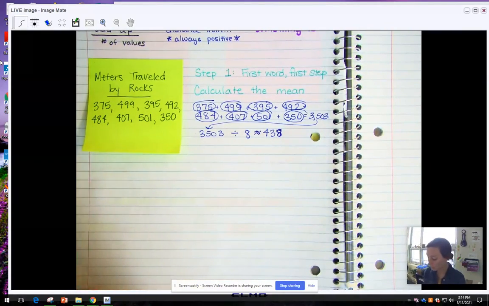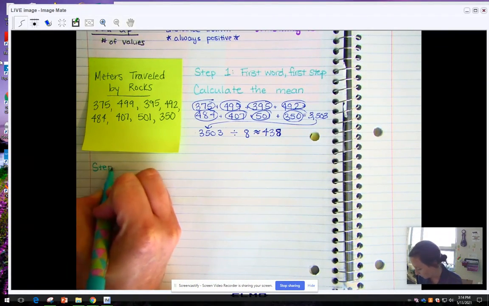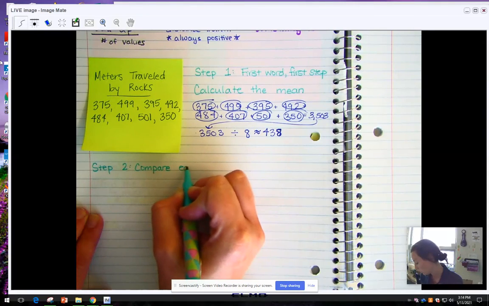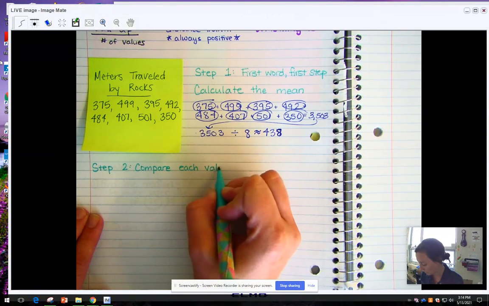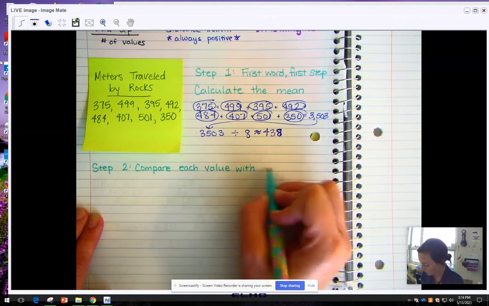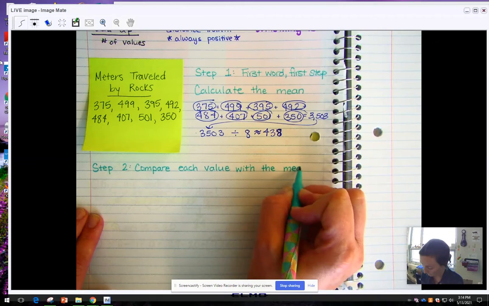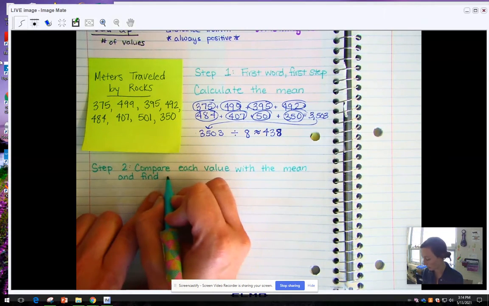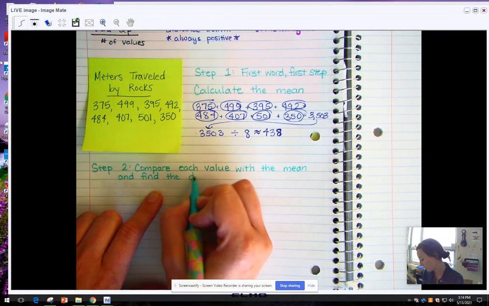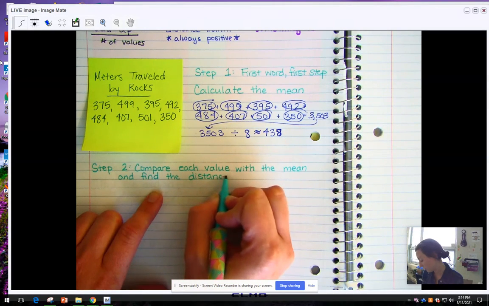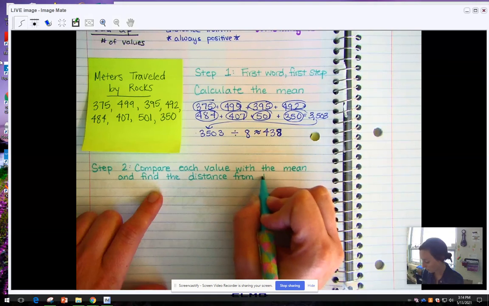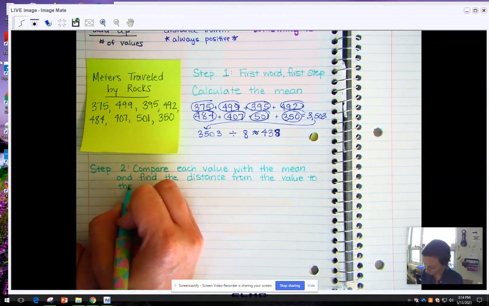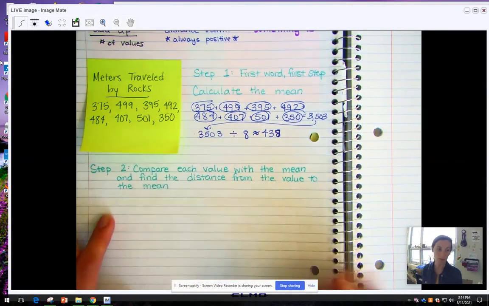All right, step 2 now is to compare each value, each data point, with the mean, and find the absolute distance, meaning it's always going to be a positive number. So this is the absolute part of the equation.